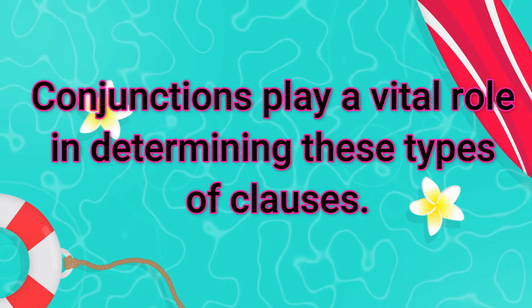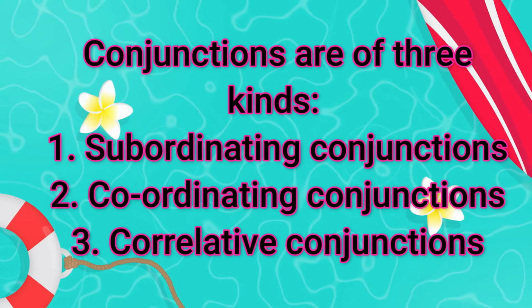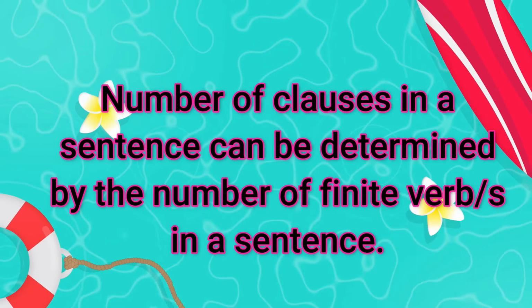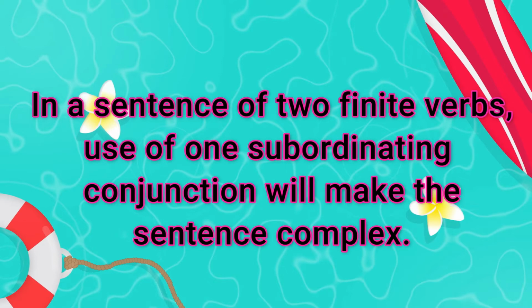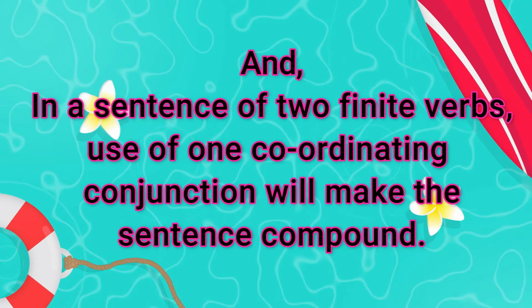Conjunctions play a vital role in determining these three types of clauses. And conjunctions can be found in three kinds: subordinating conjunctions, coordinating conjunctions, and correlative conjunctions. Now, the number of clauses in a sentence can be determined by the number of finite verbs in a sentence. In a sentence of two finite verbs, use of one subordinating conjunction will make the sentence complex. And in a sentence of two finite verbs, use of one coordinating conjunction will make the sentence compound.